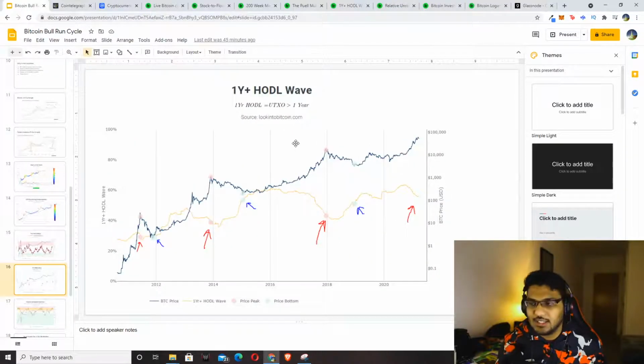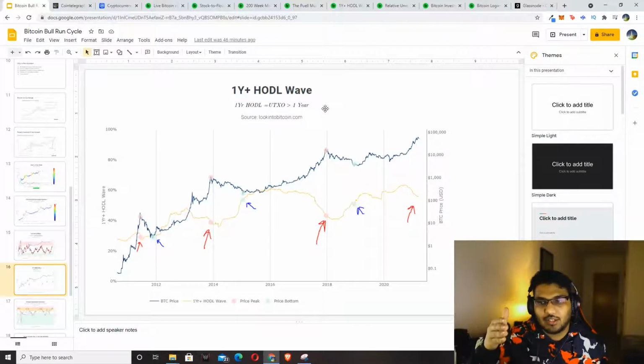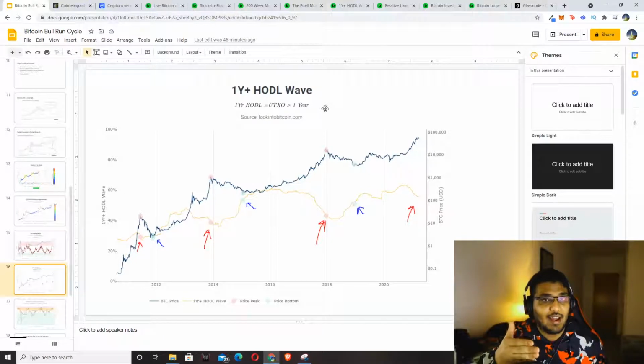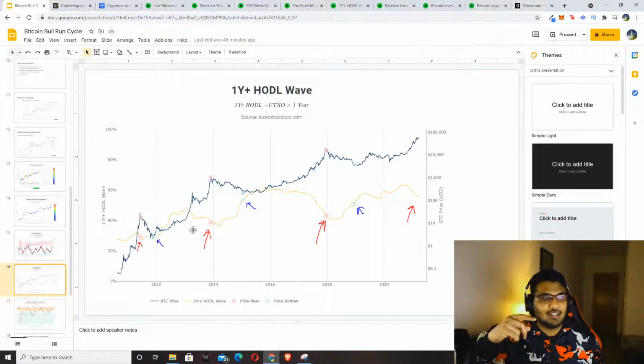So next chart, this is called the 1 year HODL wave. So the 1 year HODL is equal to the unspent transactions that are more than 1 year old. So if you had Bitcoin for over 1 year and you didn't spend it, that means you will be on this graph, right? And it's checking how many addresses have unspent transactions.